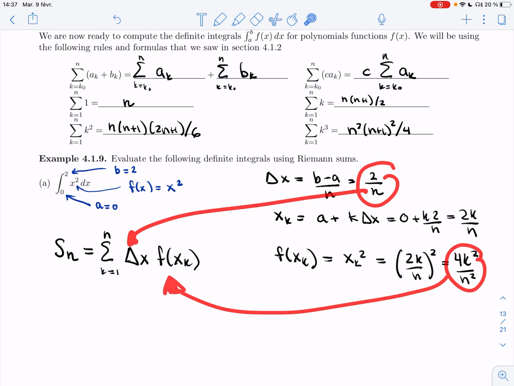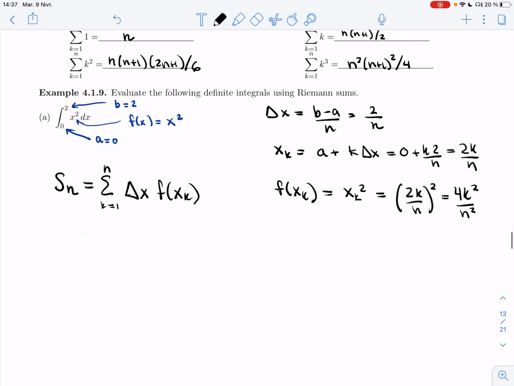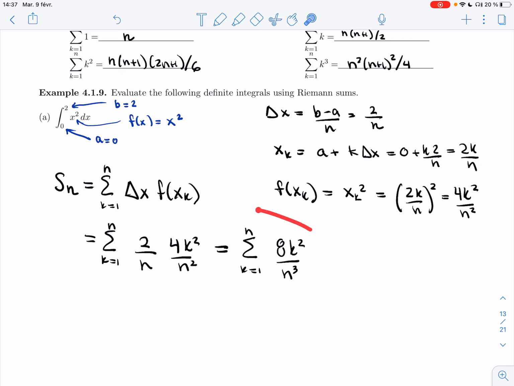That's going to be the height of my rectangle. That will be the width. So when I compute the approximation using n rectangles, I'll have width 2 over n, and height 4k squared over n squared. And so my whole approximation will be this sum right here.